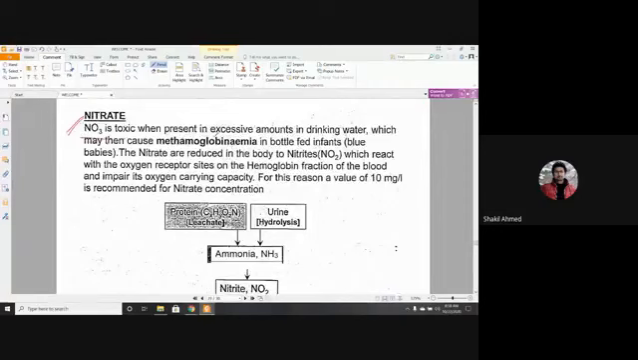Nitrate is toxic when present in excessive amount in drinking water, which may cause methemoglobinemia in bottle-fed infants. The nitrate is reduced in the body to nitrites, which react with the oxygen receptor sites on the hemoglobin fraction to impair it. Impair means to hinder its oxygen carrying capacity. If you have more nitrate in your body, that can hinder the oxygen carrying capacity of the blood.